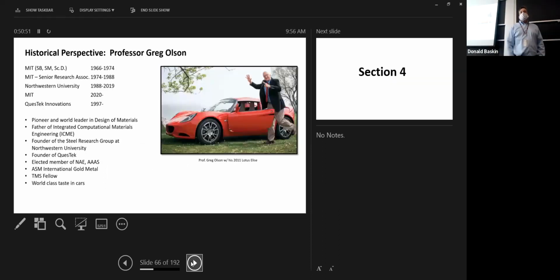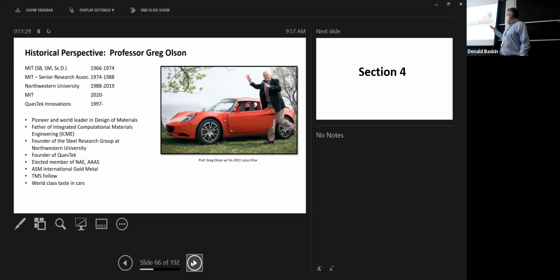Okay, last but not least, this is Professor Greg Olson. He is now a professor in this department at MIT. Previous to about 2 years ago, he was at Northwestern. He founded a company called Questech, which has become the premier company for materials by design for computational materials engineering. They actually worked on the watch. You guys have an Apple Watch? Tyler, you got one? Is it aluminum or stainless steel? That aluminum was developed by Questech. So high strength, high corrosion resistance.